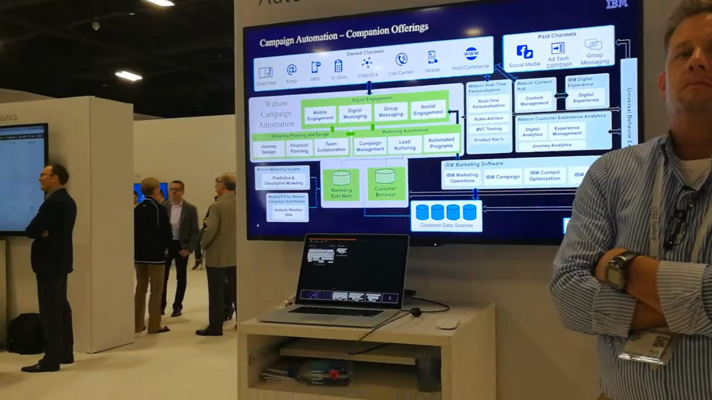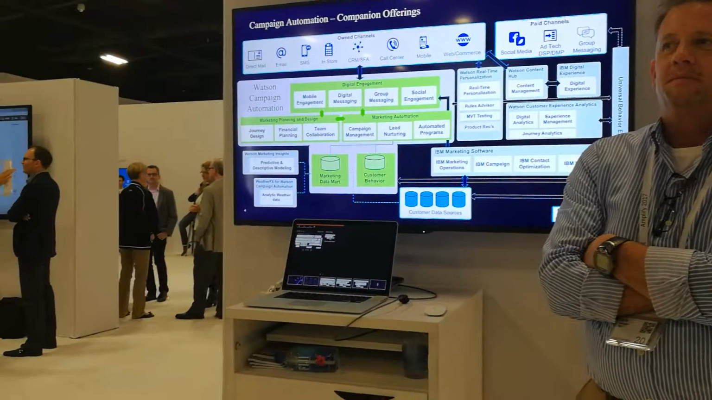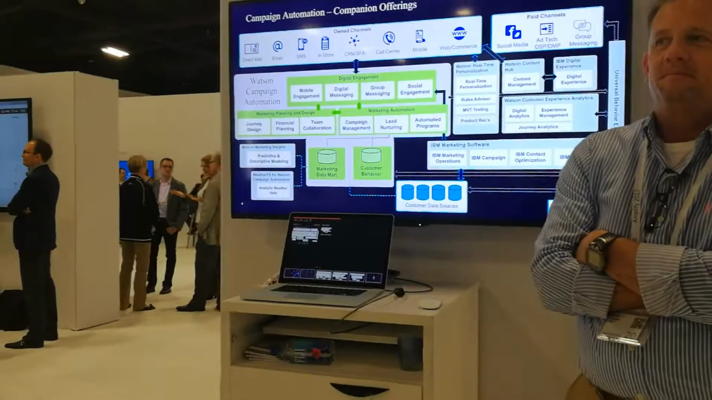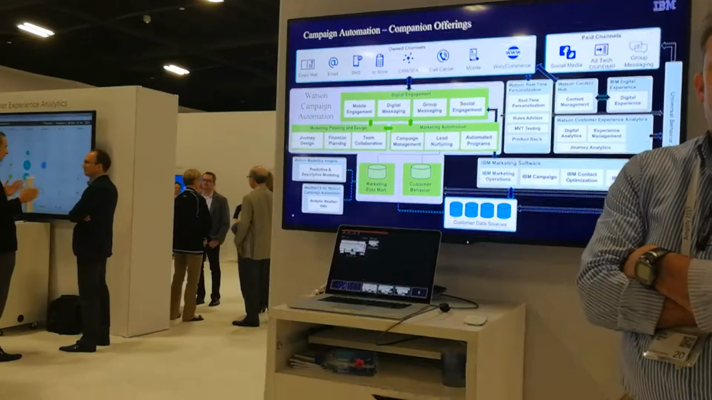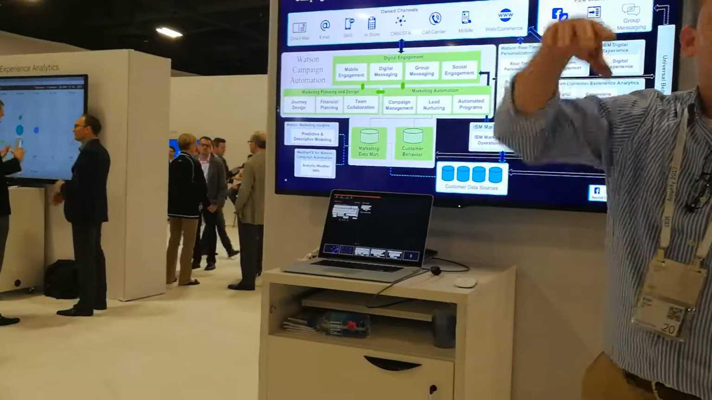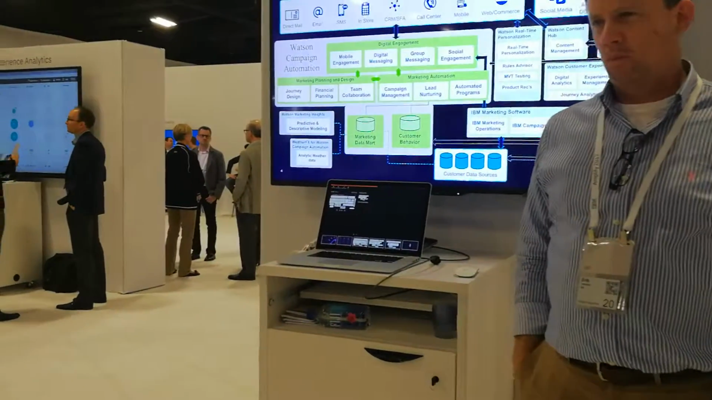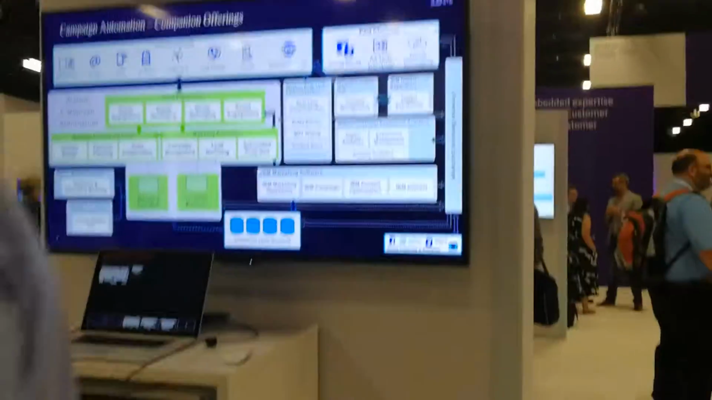Are these digital campaigns? It could be digital, it could be offline, it could be any of the above, or all of the above. Can you tie into real-time bidding? Real-time bidding for advertising. We'll go through it. All right. We'll go through it.